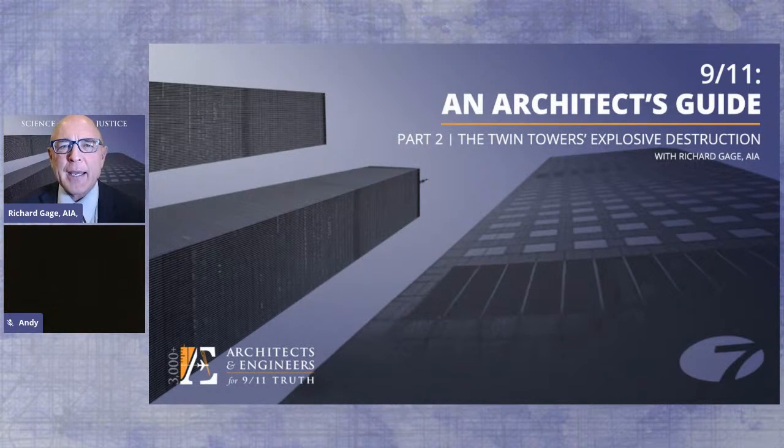I'm Richard Gage, AIA, member of the American Institute of Architects and founder of Architects and Engineers for 9/11 Truth. We're a 501c3 nonprofit organization representing now more than 3,000 architects and engineers signed on to the petition demanding a new investigation into the destruction of all three World Trade Center skyscrapers on 9/11. Last week, we presented Part 1, World Trade Center 7. This is Part 2, the Twin Towers explosive destruction, in which we'll be examining the explosive evidence and the structural dynamics of how the Twin Towers collapsed.